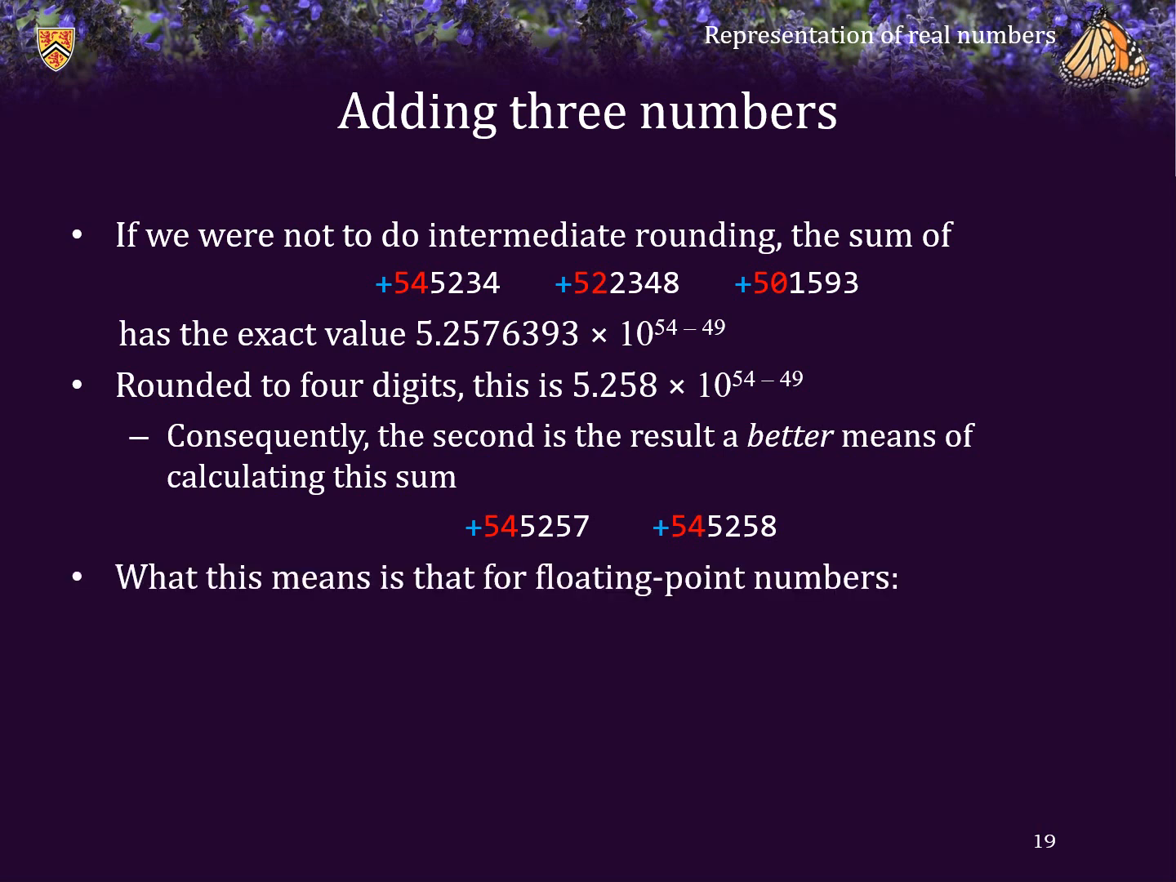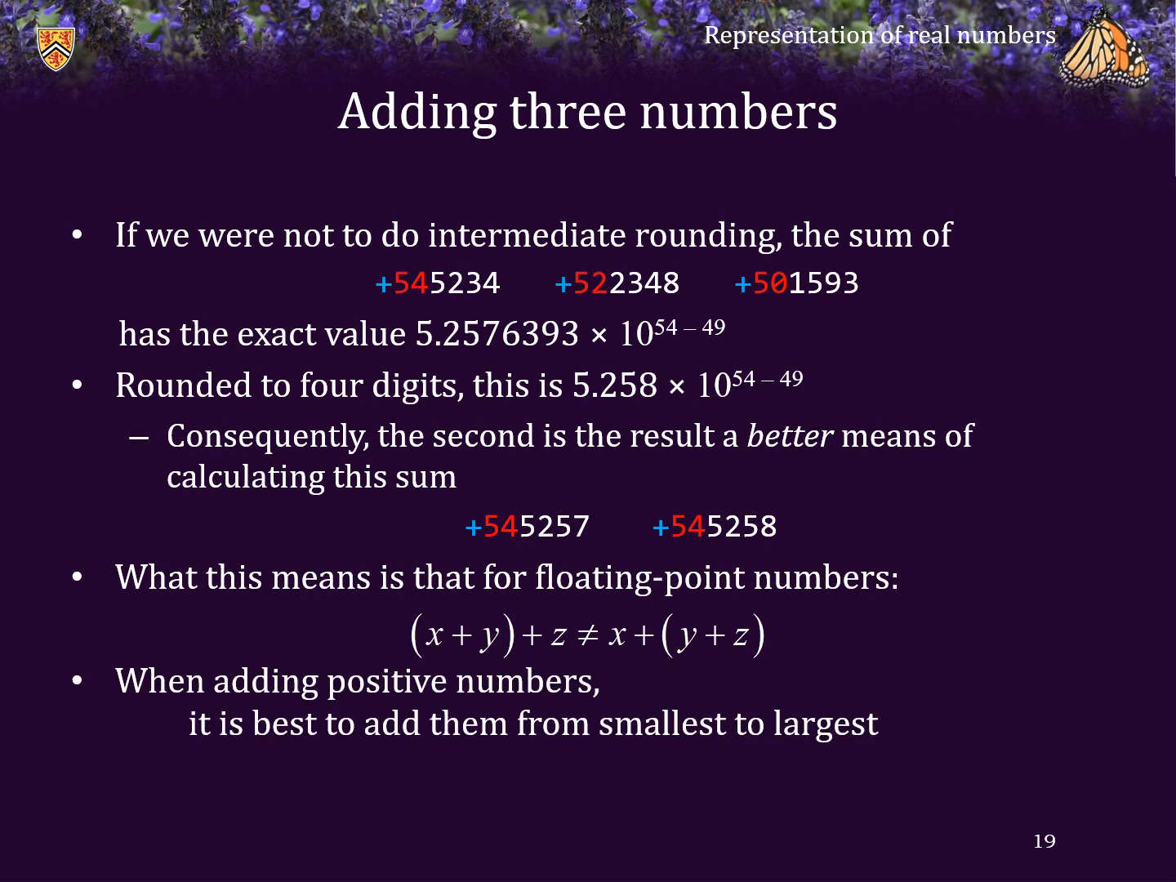What this means for floating point numbers is the following. It is no longer true that x plus y added together plus z is equal to x plus the sum of y and z. That means that the adding of floating point numbers is no longer associative. This can be a significant issue to deal with, because what this says is it now matters what order we add a string of numbers together. Now, beyond this course, but for now, I'm just going to state, if you are adding positive numbers, it is generally best to add them from smallest to largest.